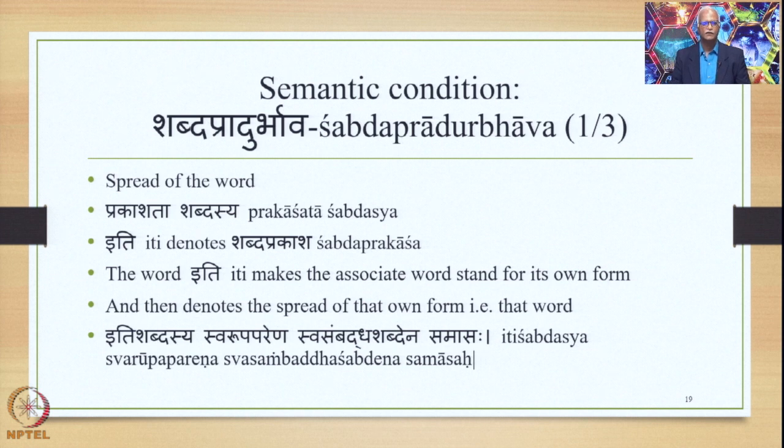Now let us look at the next semantic condition, which is shabda pradurbhava, spread of the word, prakashata shabdasya. Now the word iti, which is an avyaya, denotes this shabda prakasha or shabda pradurbhava. The word iti makes the associated word stand for its own form and then denotes the spread of that own form, that is, that word. Iti shabdasya swarupa parena svasambaddha shabdena samasaha. The word iti is compounded with the related word which denotes its own form.